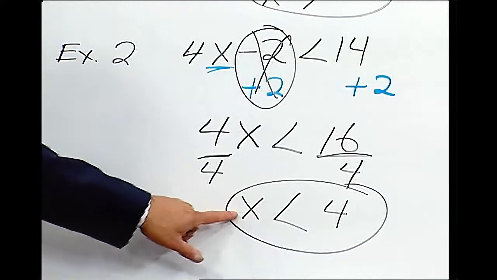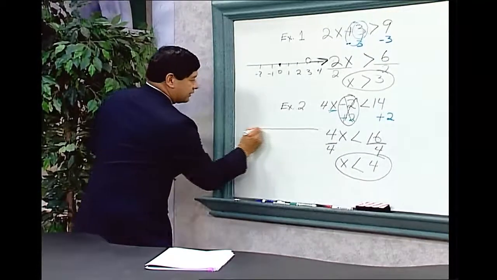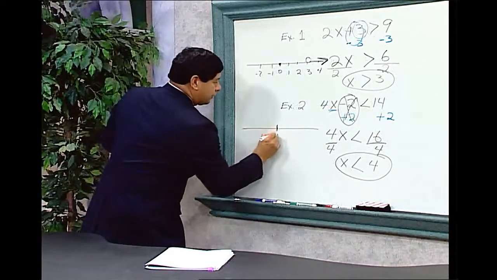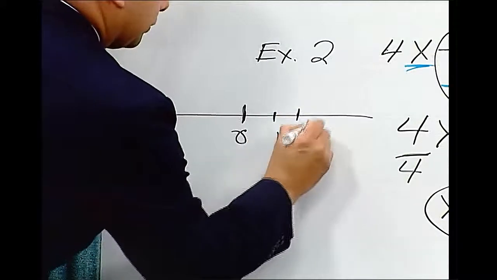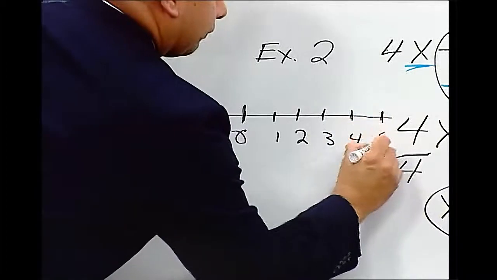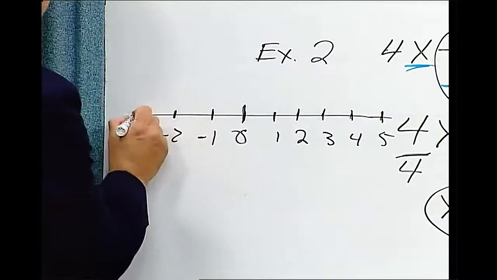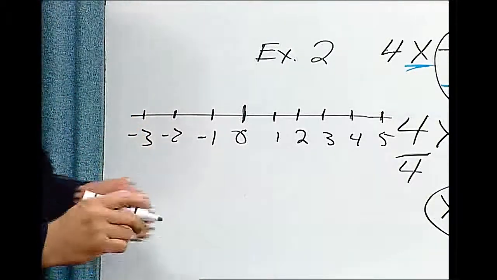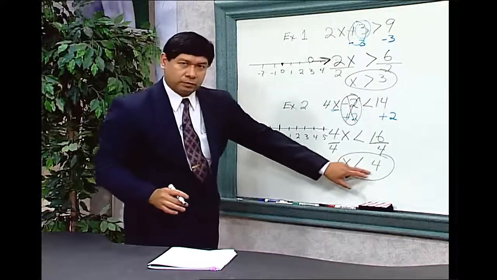Any number x less than 4. So again, we can draw a picture of this to see if it makes sense. So let's start with our 0, and we have 1, 2, 3, 4, put another one here, 5. Then I have a -1, -2, -3. So we're saying the solution x is less than 4.